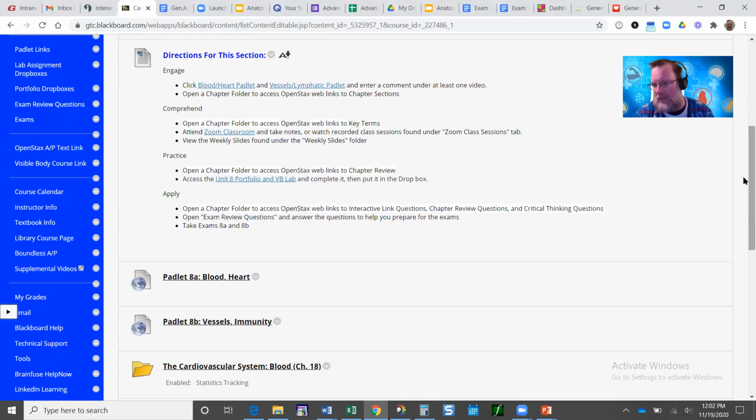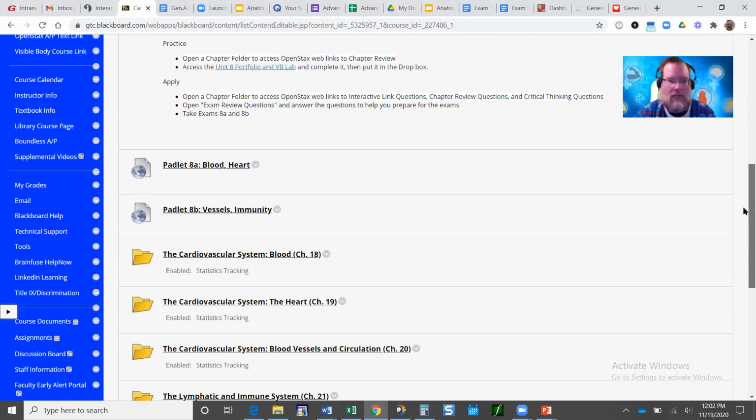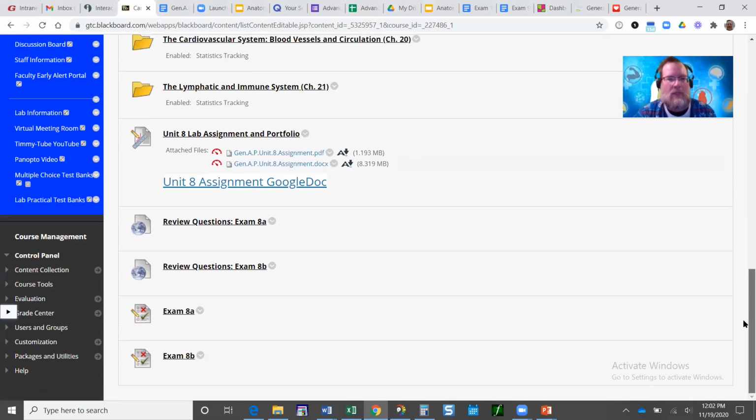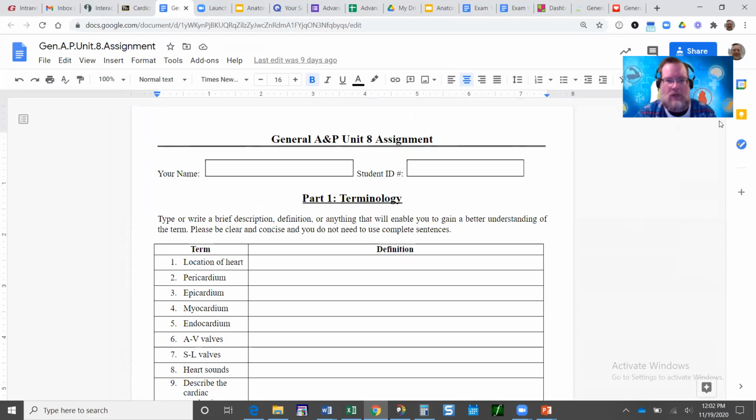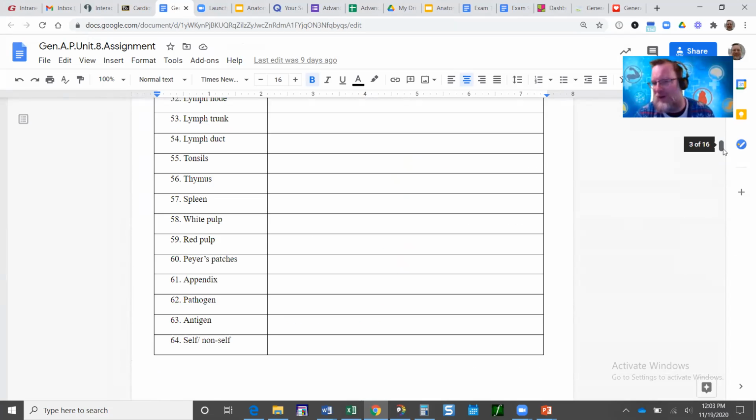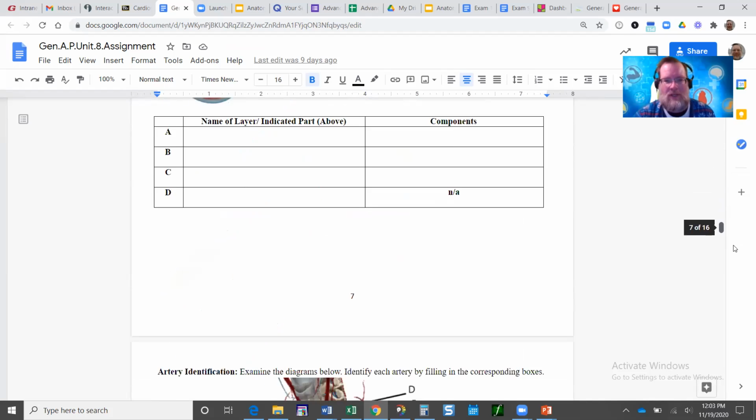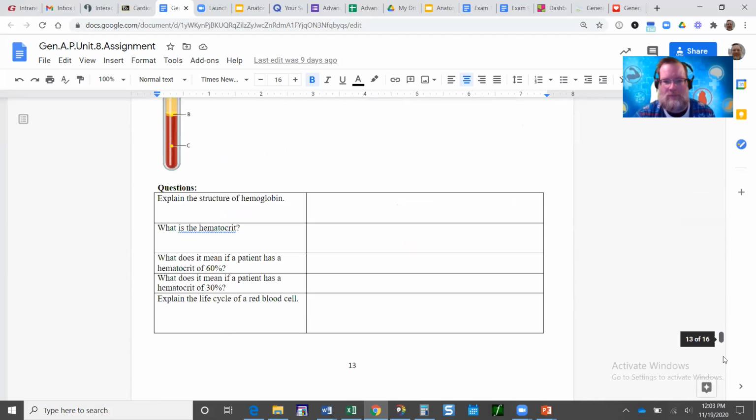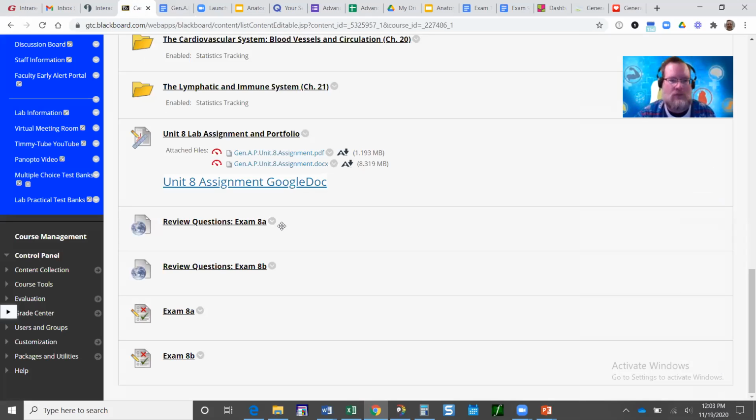So anyway, there are two Padlets, so you'll want to click on those. There's a blood heart Padlet and a vessels and immunity Padlet. These folders have OpenStax direct links in them. And then the assignment that we just looked at over here. So again, we looked at the two separate ones. So there's about 64 terms to define, and the rest of this is pretty straightforward, I think. Primarily identification, and then that blood typing website is in there as well.